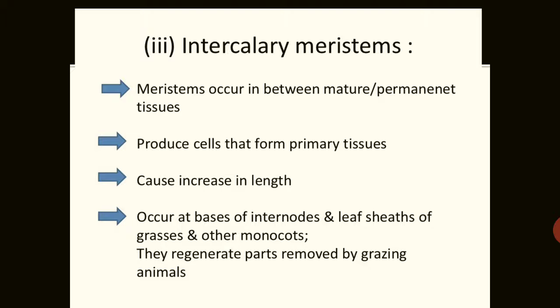In the case of monocots, like grass plants, they regenerate the part removed by grazing animals. If an animal grazes out that grass, it generates the part again and again, so it has the power of regeneration there.